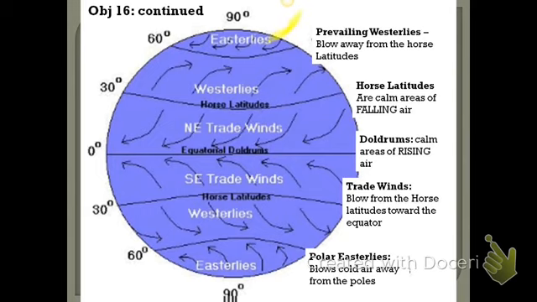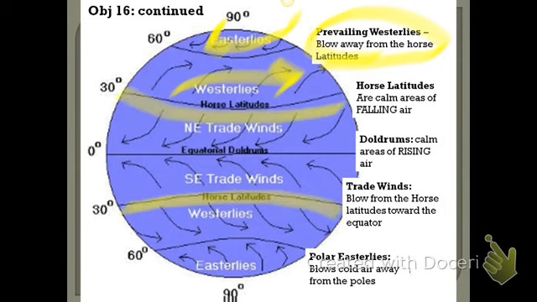Your easterlies blow from east to west. Your westerlies blow from west to east. Okay? So look at your prevailing westerlies. They blow away from your horse latitudes. Your horse latitudes, which are right here and also down here in the southern hemisphere, they're areas of calm falling air, which means the air is sinking. So because it's sinking, we're going to assume that that air is colder air. It's falling air. It's cold. Okay, remember that cold air sinks, warm air rises.